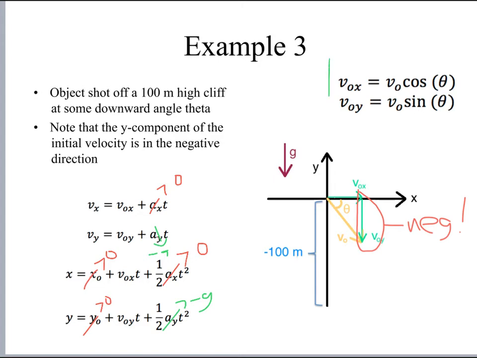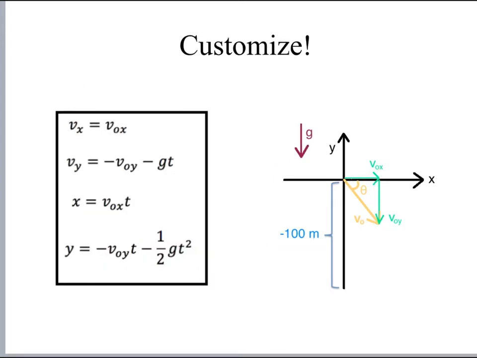But we have to keep in mind we know what those components are, V naught X and V naught Y, and we also know that that Y component is negative, and so we want to remember that. So keeping that in mind, we see what we end up with: the customized kinematics equations for something shot at a downward angle. And the key thing here that we notice is that that Y component of the initial velocity is negative, and everything else is pretty straightforward.